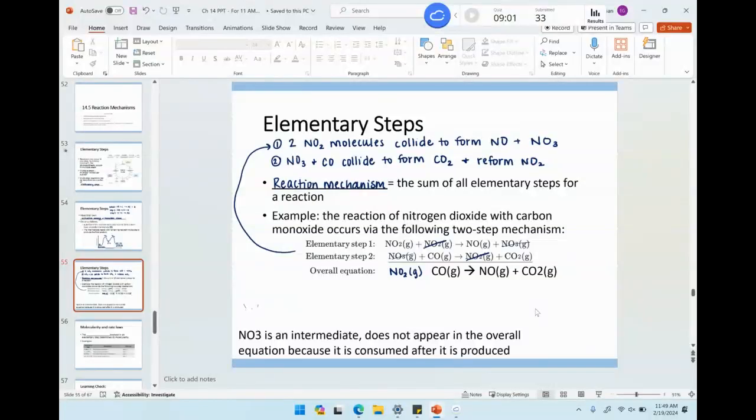So using the elementary steps, adding them together, we get this overall equation. If you were to write the equation, or you were to look up the reaction of NO2 reacting with carbon monoxide, this is what you see. But really it occurs through these individual steps. And these two steps can be used to describe the rate of the overall reaction. So these elementary steps are useful. I'm not done. We're going to the next slide.